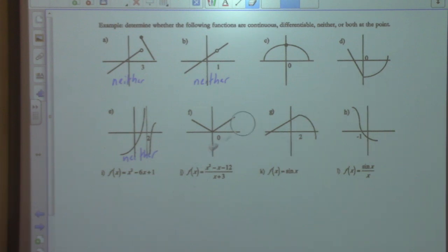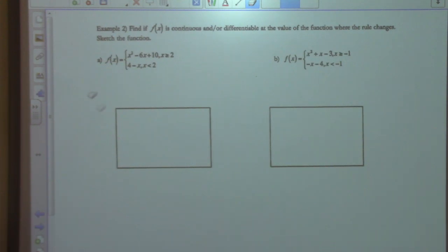Let's see what else we have here. It says find if f is continuous and or differentiable at the value of the function where the rule changes. So you're going to look at x equals 2, and work this out for continuity and differentiability.